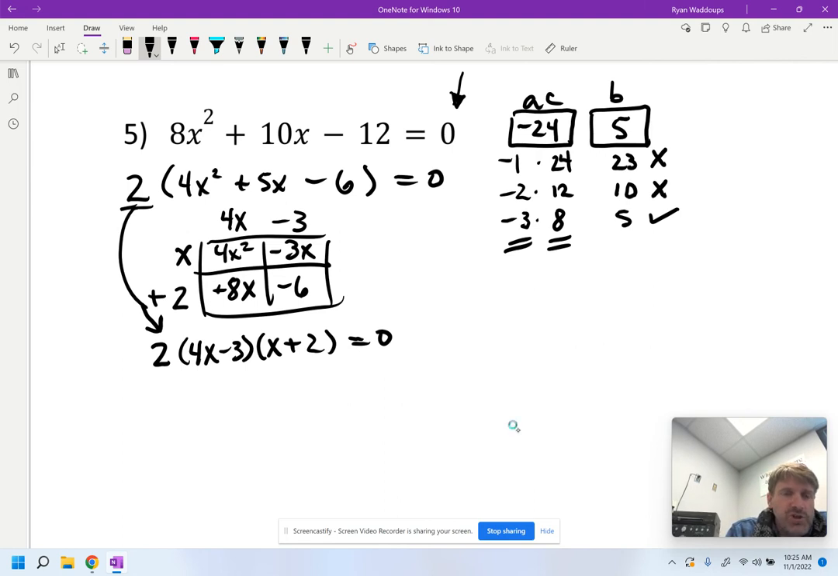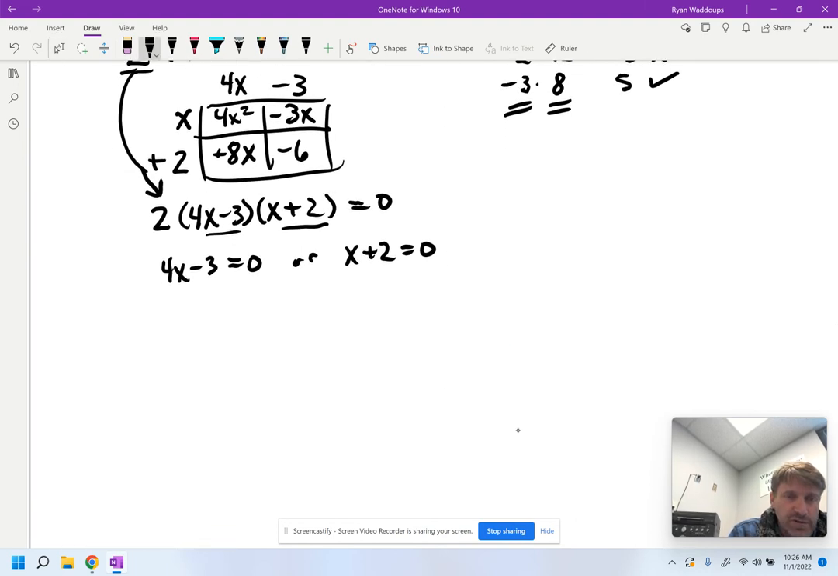So I need to bring it down as well. So I have 3 factors, 2, 4x minus 3, and x plus 2. But 2 cannot ever be equal to 0. 2 is 2. It doesn't have a variable with it. It's not 2x. It's just 2. And so I can forget about that and only just list these 2, which will make this equal to 0 when I multiply them. So 4x minus 3 equals 0, or x plus 2 equals 0. And I'm going to solve each of those.